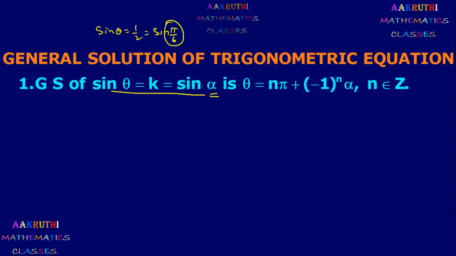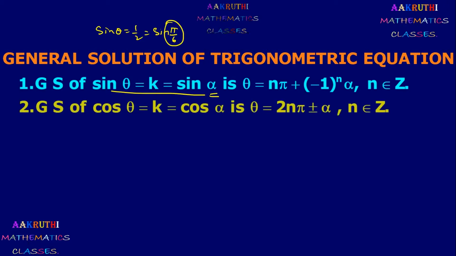So here sin theta equals k equals sin alpha. Then theta equals n pi plus (-1)^n times alpha. That is the general solution for sin theta.